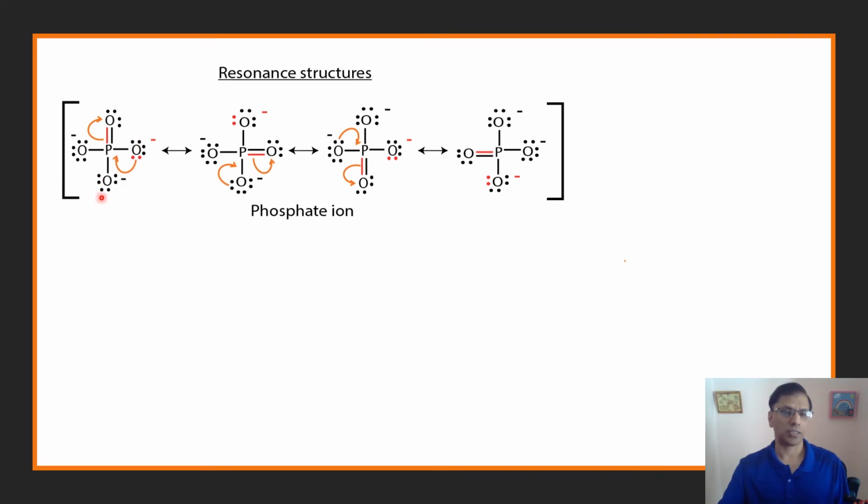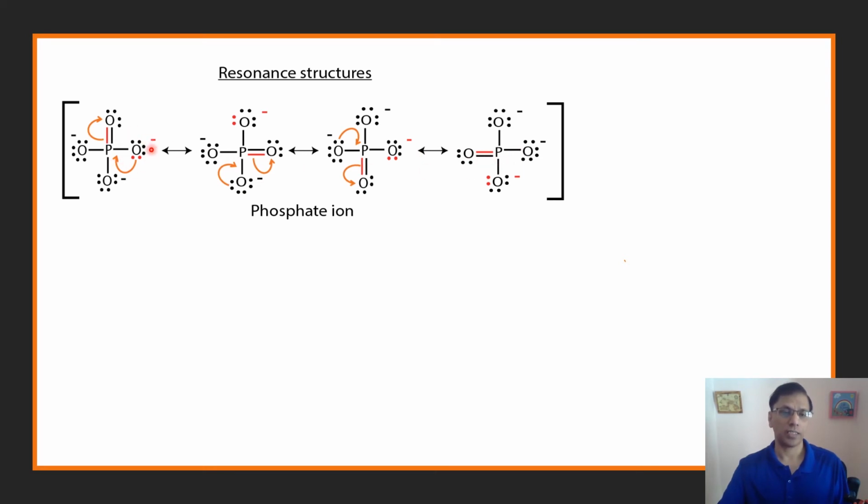This oxygen, there's another one here, and the third one is here. So there are three negative charges. These three negative charges can move around on any of the four oxygen atoms. This negative charge is jumping to form a double bond right here, and these double bond electrons are jumping to form a negative charge here. So this is a resonance structure. So we can draw four resonance structures.